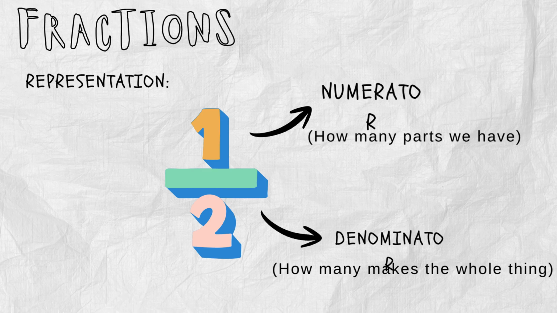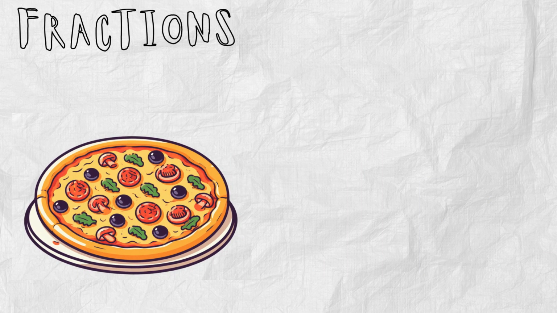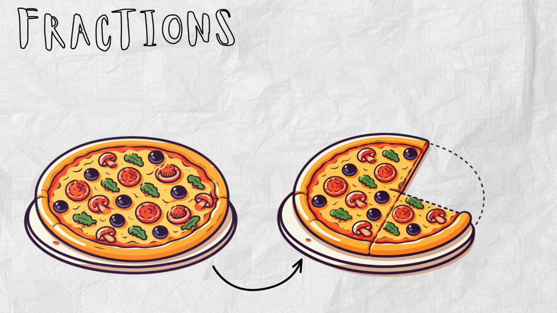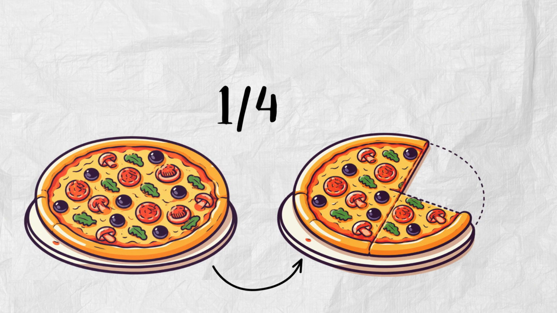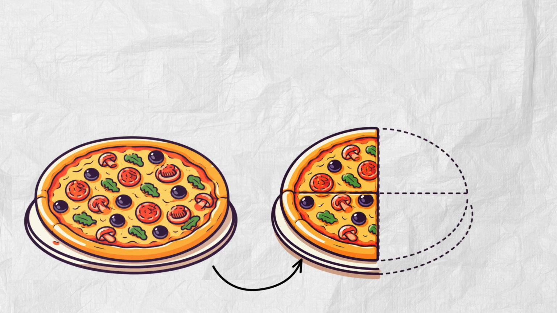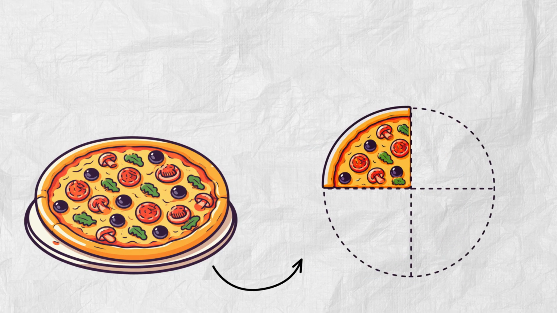Let's apply the fraction to the example of pizza, one of the commonest examples. There is a pizza. I have divided it into 4 equal parts and I have taken one slice of the pizza. The fraction will be 1 by 4 because I have taken one slice, which explains the numerator. And if I take 2 slices, the fraction will be 2 by 4. And if I take 3 slices of pizza, then the fraction will be 3 by 4.